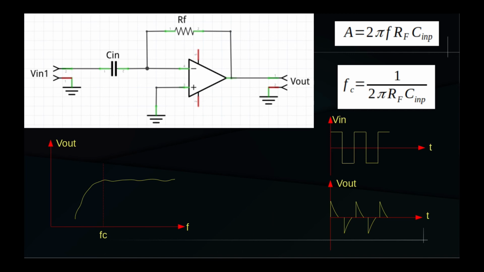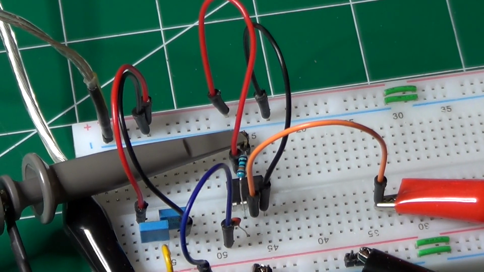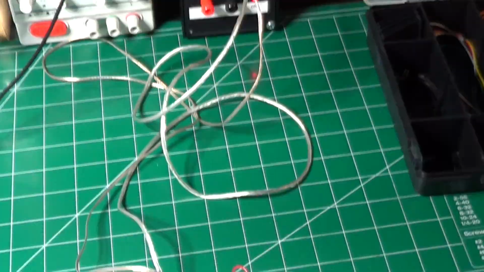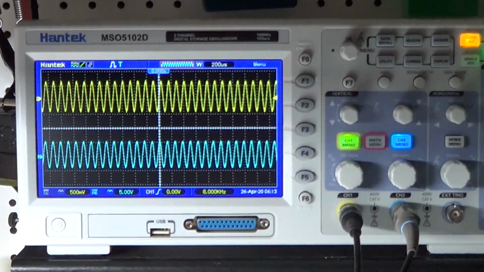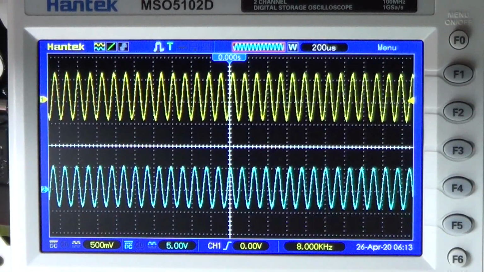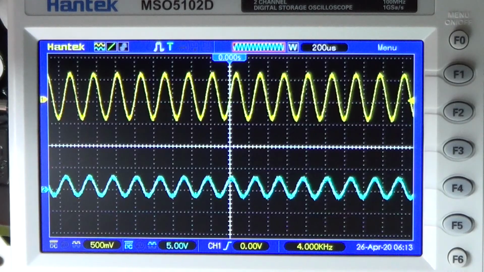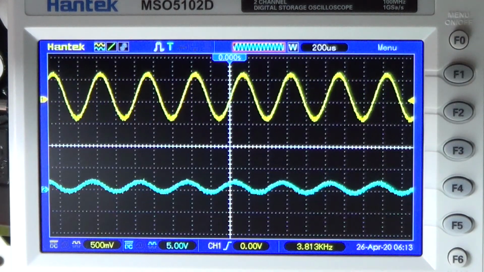Let's take a look now at how a practical circuit responds to signals of different frequencies. The circuit is similar to the one of the integrator, but the resistor and the capacitor are switched around. I am also using a sine wave to show the effect of the frequencies on the output signal this time. As you can see, when the frequency goes down, so does the amplitude of the output signal.